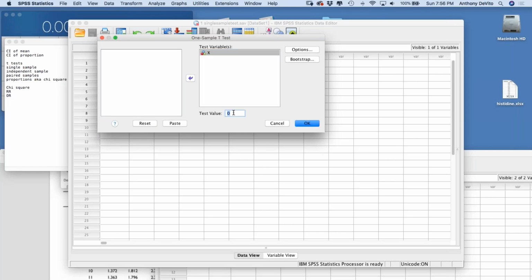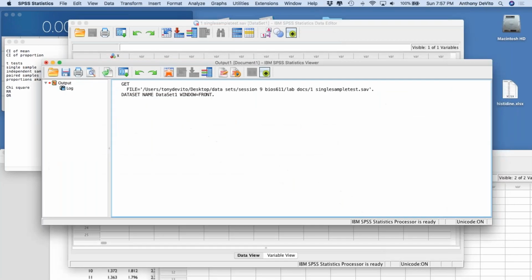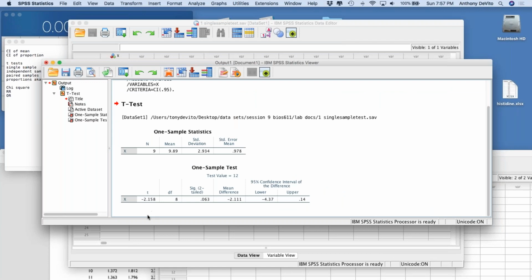And down here, for test value, I put in the mean for the population that's known. So I said I was going to use 12 this time around. I'm going to click OK, and SPSS will bring up the output window with the results of our t-test. It'll do exactly the same math that we did before, and it tells us that our t-value is 2.158.